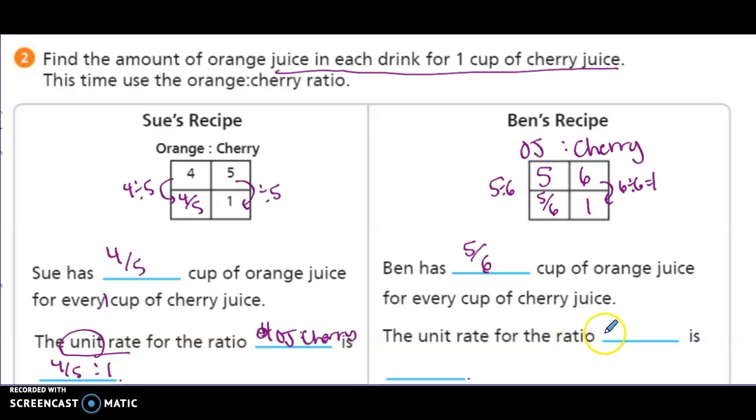Okay, Ben has 5/6 cup of orange juice for every 1 cup of cherry juice. The unit rate ratio for the ratio of OJ to cherry is 5/6 to 1, 5/6 of a cup to every 1 cup.